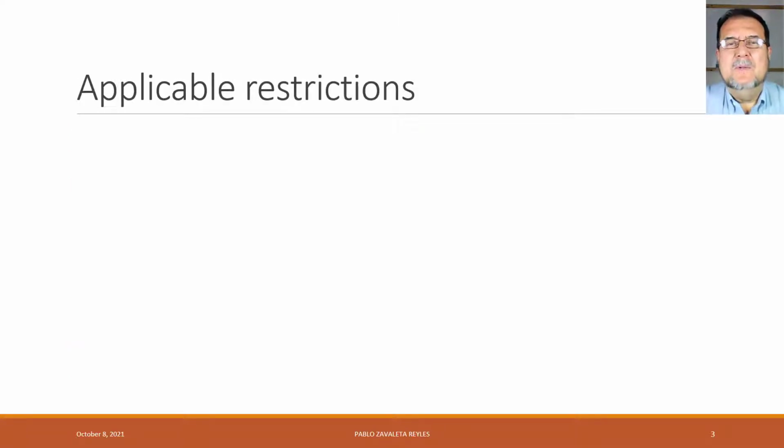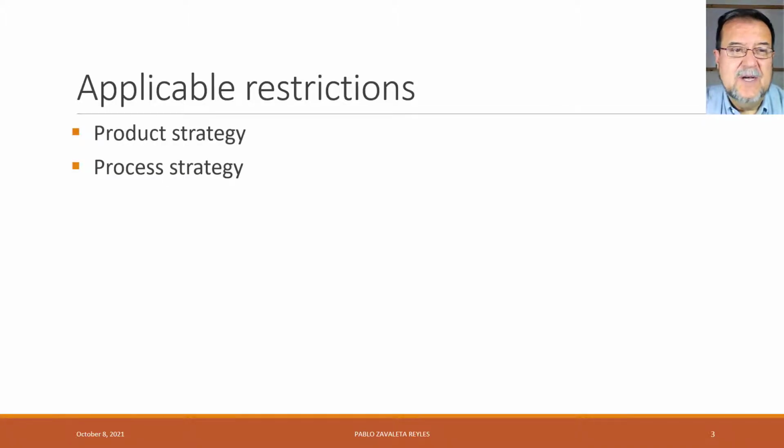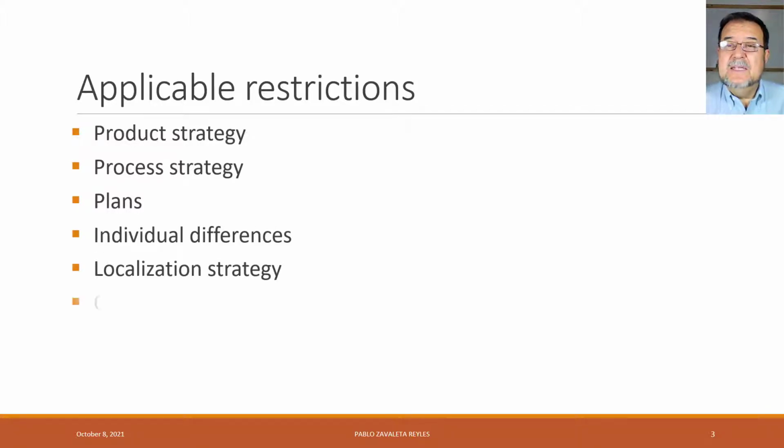What are the applicable restrictions when we talk about the design for, or how to calculate, how to plan for the workforce? Well, we need to know something that we have already seen in previous videos. That is to say, product strategy. We need to know about the process strategy. We need to know about the plans, the individual differences, the location strategy, and the organizational strategy.